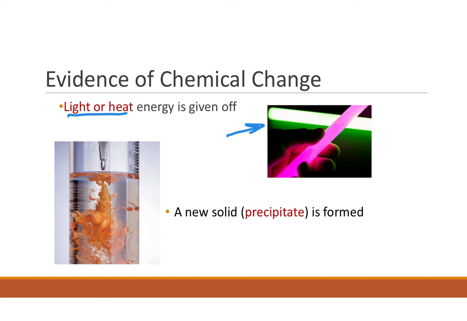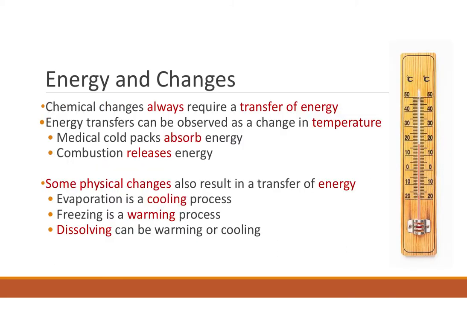And then finally, the last piece of evidence for a chemical change is that a new solid, what's known as a precipitate, is formed when you combine two liquids. So in this example over here, you can see this orange solid forming in the clear liquids that are in the test tube. Drops have been added to cause this to form, combining two solutions. And if you wait long enough, this actually will sink down to the bottom of the test tube and collect in a solid layer on the bottom. So a precipitate is a solid.